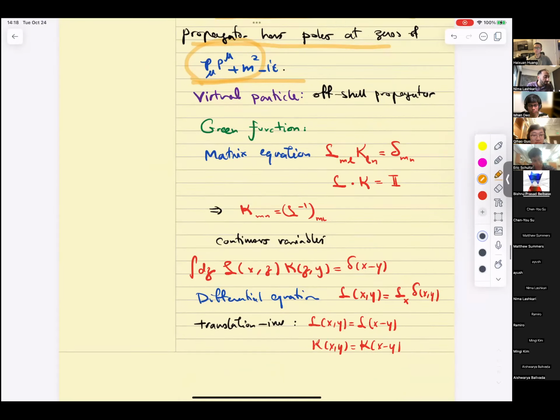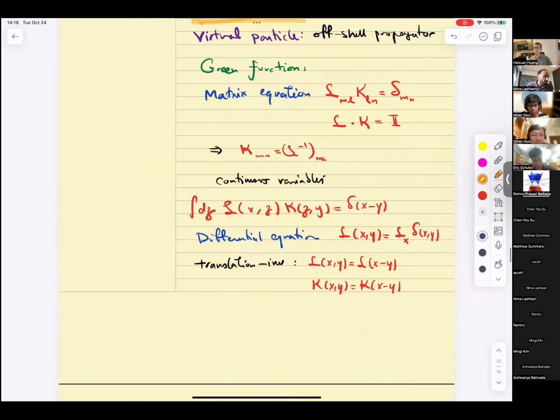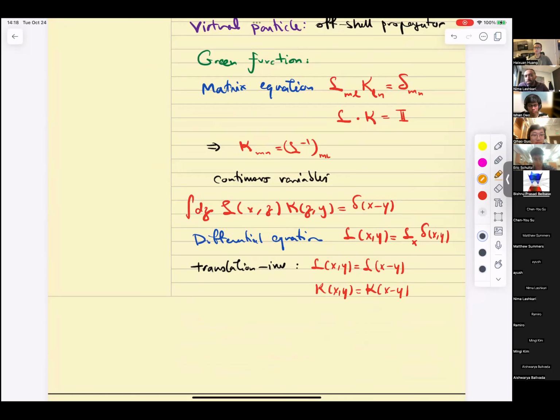All right, so Green's functions. What is the story of Green's functions? Green's functions are basically matrix inversions for differential equations. Let's say you have a matrix equation: some matrix L_ij times some matrix K_jk gives you the identity, with repeated indices summed over. This is matrix multiplication. L times K is the identity. So what is K? It is L inverse. Good?